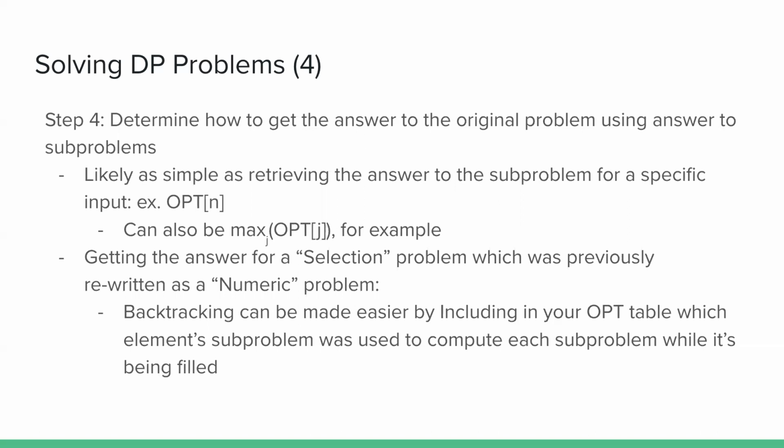And then finally, if we have a selection problem, which we rewrote as a numeric problem, we can then iterate through our table backwards, like I mentioned. We'll show an explicit example of backtracing in one of the problems that we're going to do. By iterating through that table, we can recover the sequence of decisions that we made to get to the optimal answer, and thus recover the exact path that we need to return.